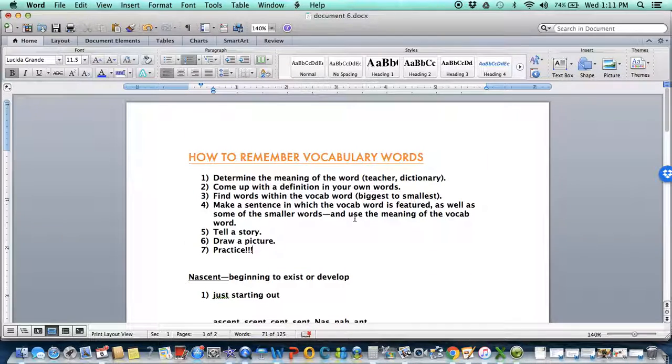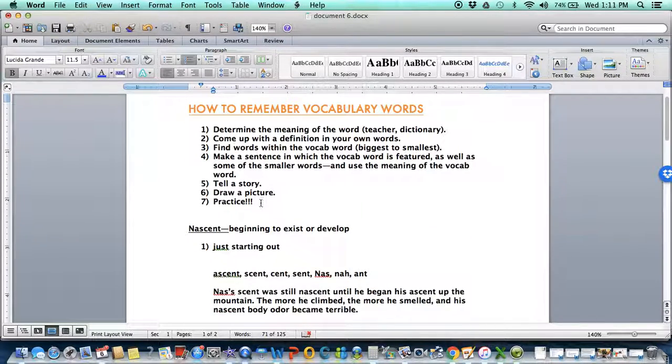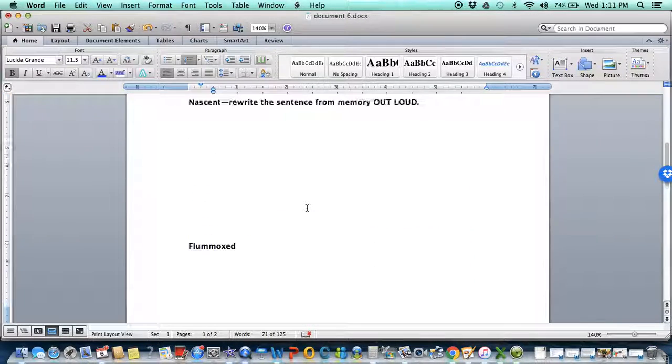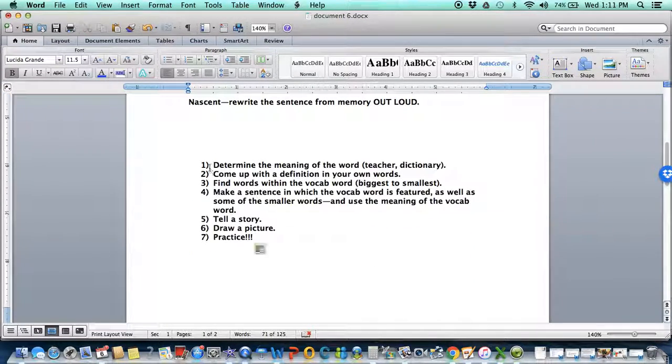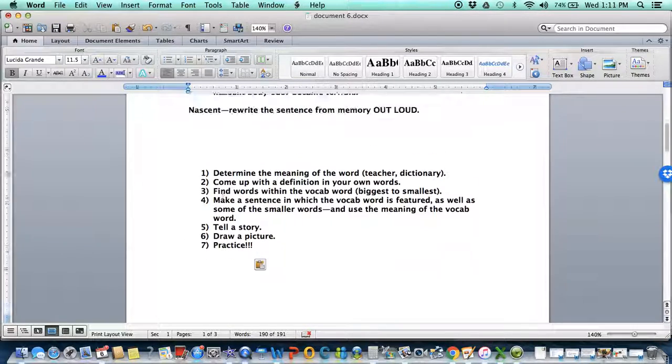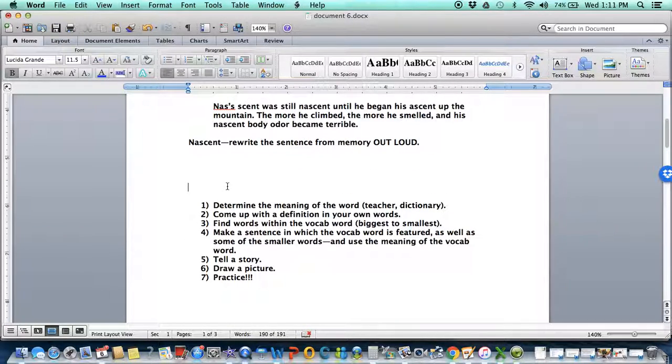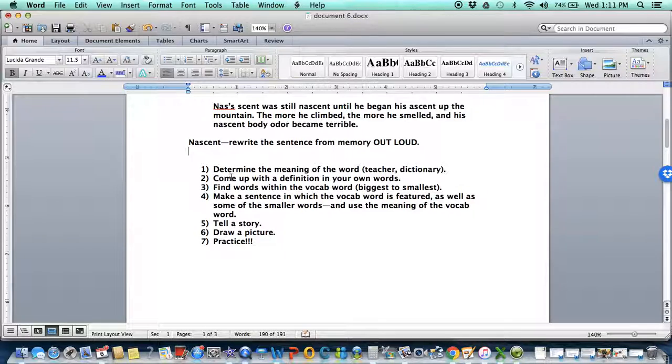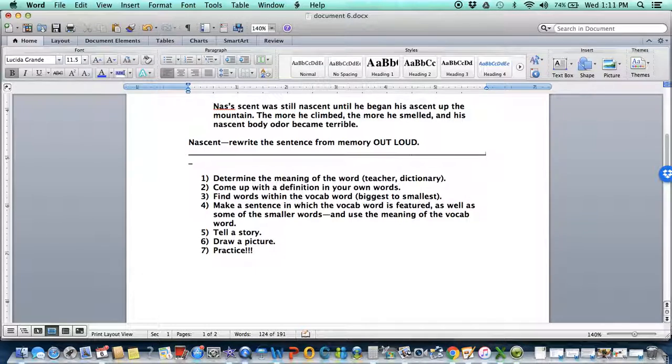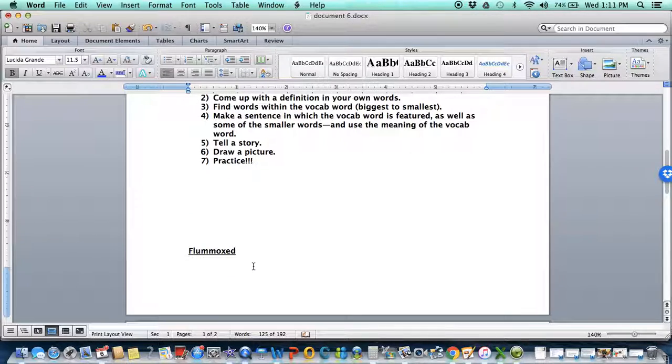So let's try it one more time with one more word. I'm going to bring all my steps down here. We're going to do it with the word flummoxed. Again, I just made this up. I didn't make up the word, but I just randomly picked words. But I've done this with so many words, and it works for every word there is.